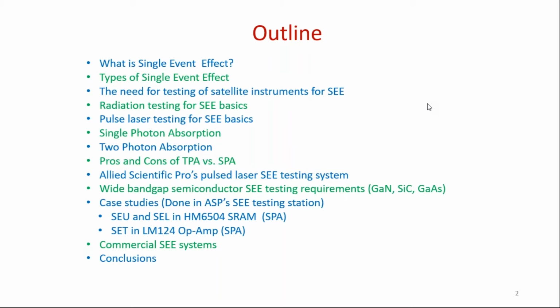And then I'll get into these case studies for some components that we have tested, the SRAM HM6504 and the op-amp LM124. So as I said, the behavior of these chips as far as SEE is concerned is available in the literature, and we just use these to validate our system. And then I'll talk about the commercial SEE systems that we produce. Okay, next.